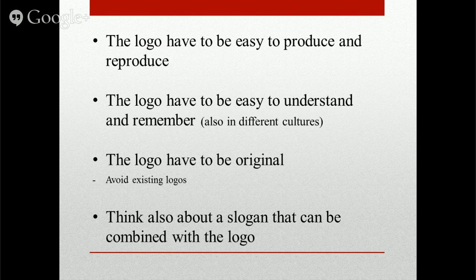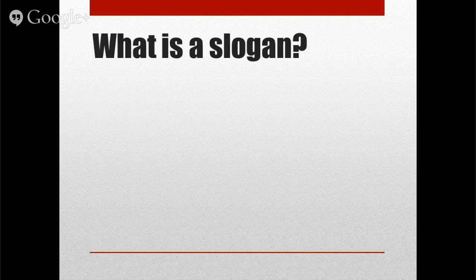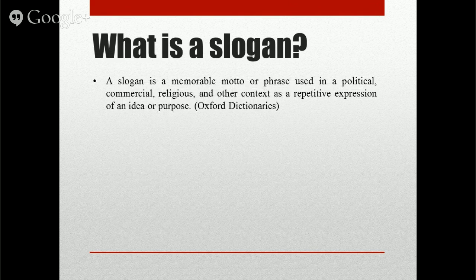In this case we can see different modes of visual modality, because we have images and we have slogans that are written words. A slogan is a memorable motto or phrase used in political, commercial, religious, and other contexts as a repetitive expression of an idea or purpose. So we have the symbol and the slogan that transmit the same idea.